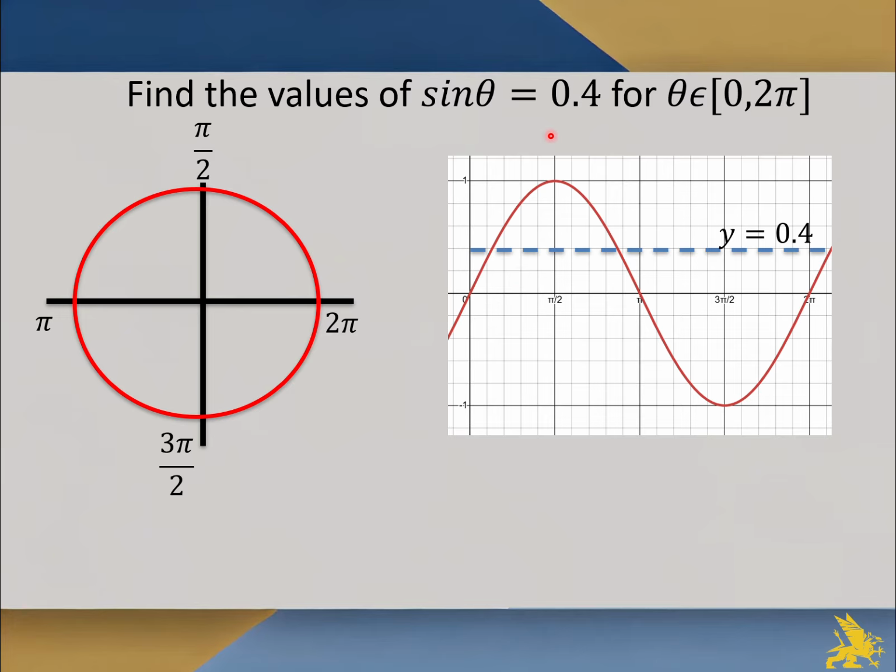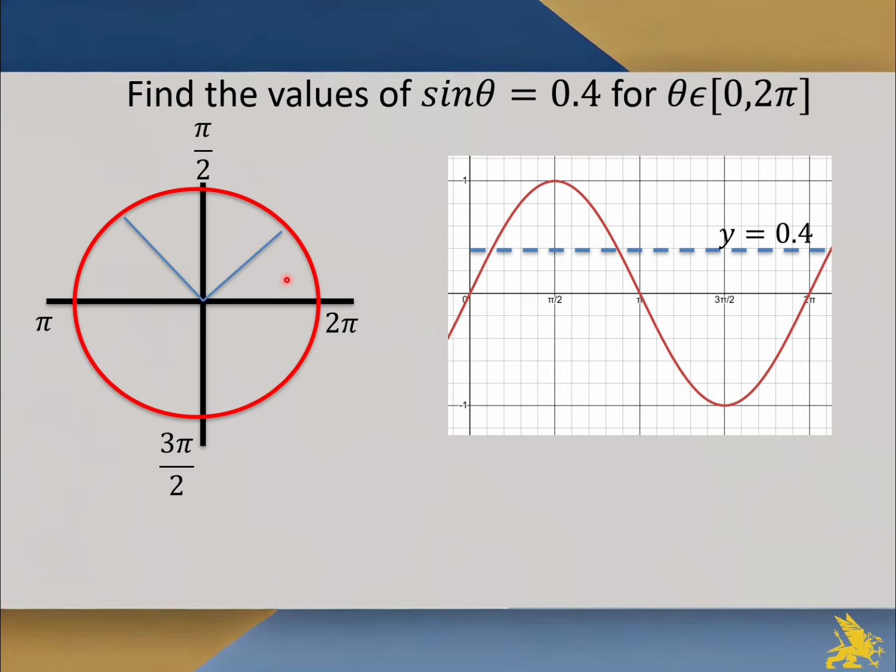So 0 to pi over 2 is quadrant 1, pi over 2 to pi is quadrant 2, pi to 3 pi over 2 is quadrant 3, and 3 pi over 2 to 2 pi is quadrant 4. So we can see that it's crossing in quadrant 1 and quadrant 2. That's the first thing we need to be thinking about.